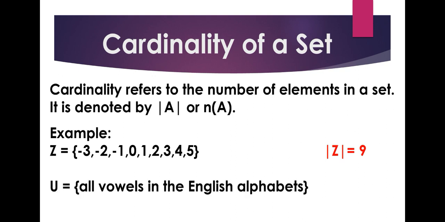Okay, how about U? So, set U daw natin all vowels in the English alphabet. Ilan ba yung vowels sa English alphabet? Bilangin nyo lang: A, E, I, O, and U. So, 5. So, that means ang cardinality ng set U natin ay 5. So, simple as that. Again, cardinality, yung bilang ng elements natin sa ating set.